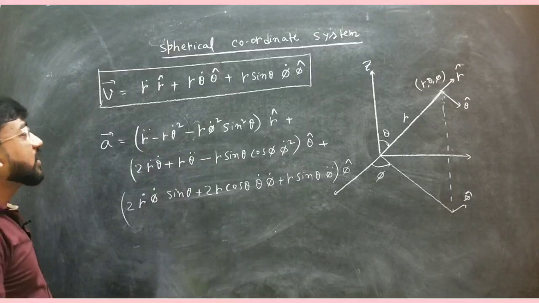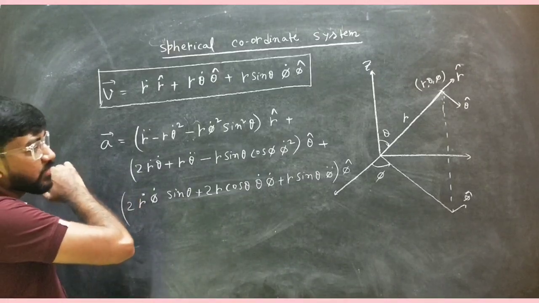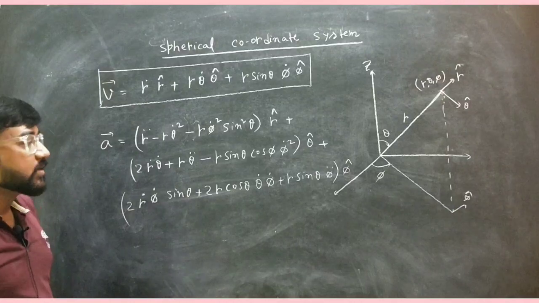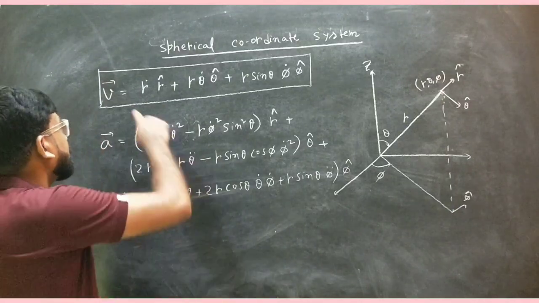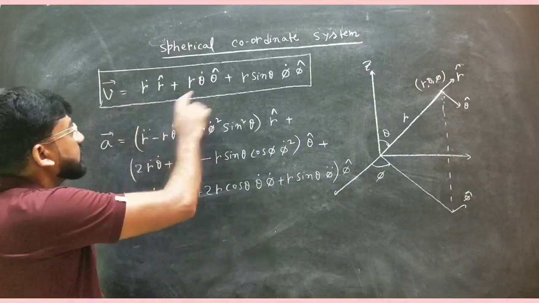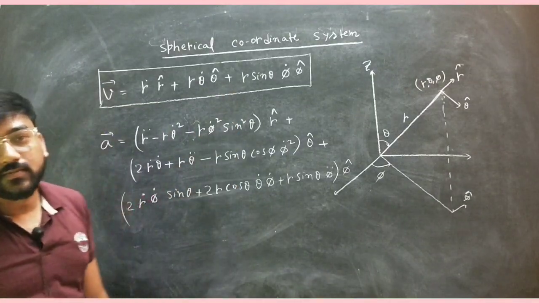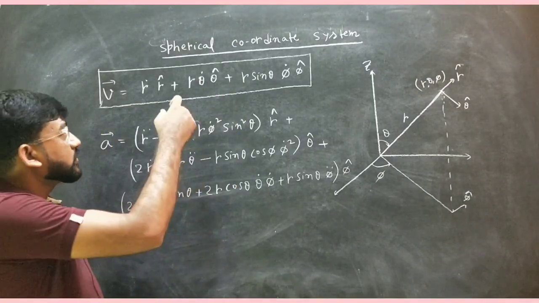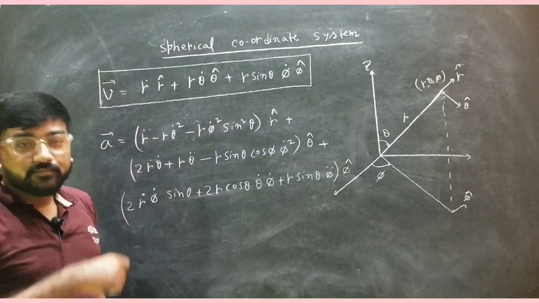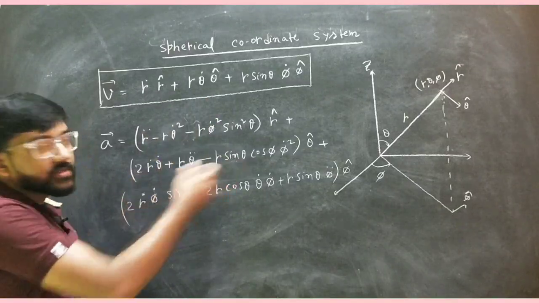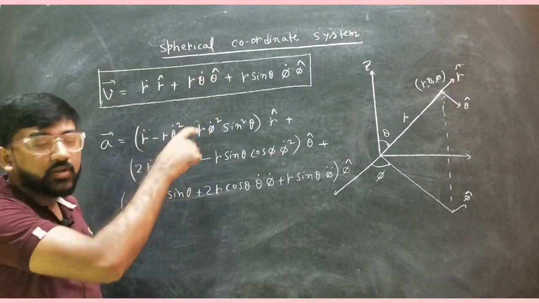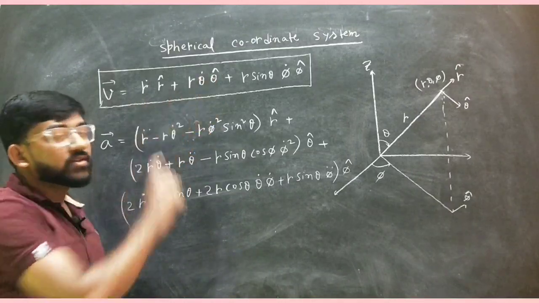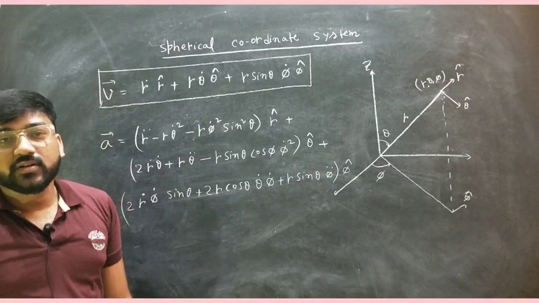But you don't need to memorize this, because questions are generally not asked directly from this expression, but at least you need to remember the velocity expression. So these are the expressions of velocity and acceleration in three different coordinate systems: the plane polar coordinate system, the cylindrical coordinate system, and the spherical polar coordinate system.